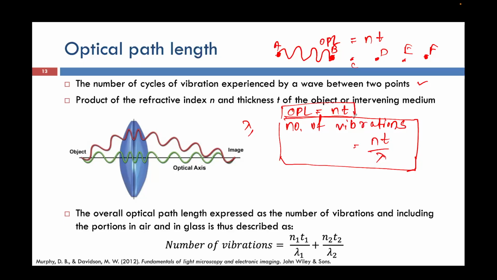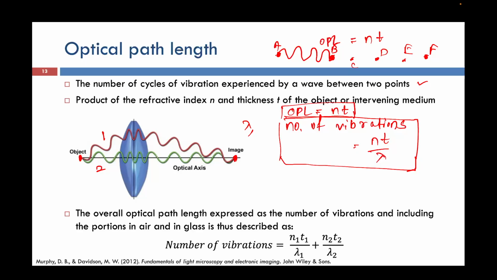Now if I look at this image, this is an object and this is an image, right? From the object, two waves are going. One is, let's say, wave 1, another one is wave 2. Here if you see, the path of wave 1 and the path of wave 2 are completely different, but at the end they do a constructive interference and form an image, right?